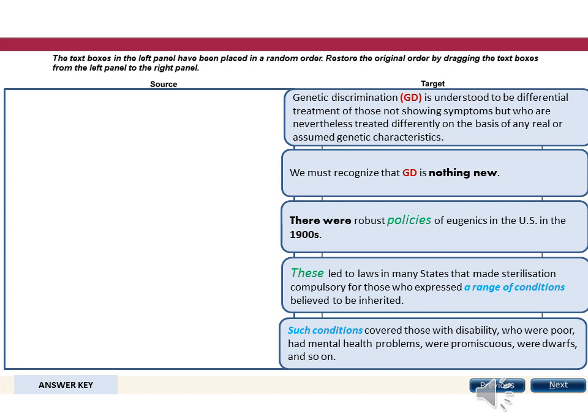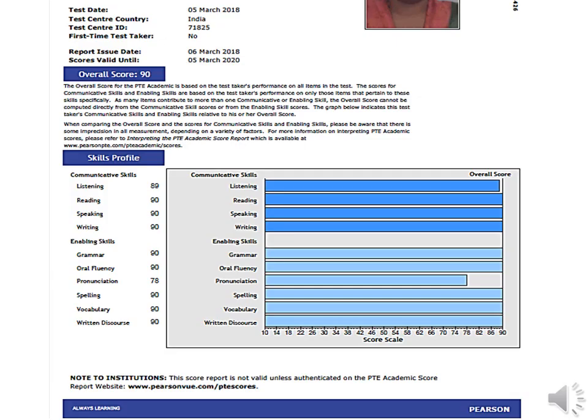Again, you can go back to the channel and look for our other Reorder paragraph lessons to understand this better. But please make sure that you understand the concepts and you're not really worrying about the time when you're learning and you're preparing. You really want to focus on the accuracy so that you can get 79 plus on the reading section. Remember that you can also get a 79 plus very easily if you follow all the strategies and all the pointers and all the updates.